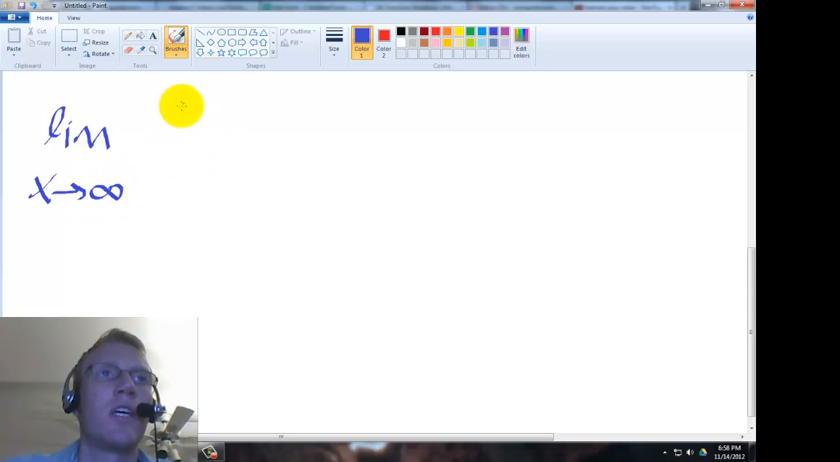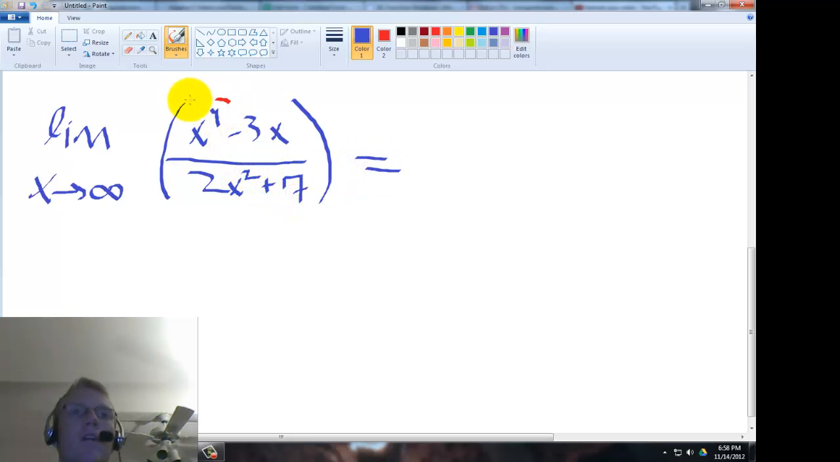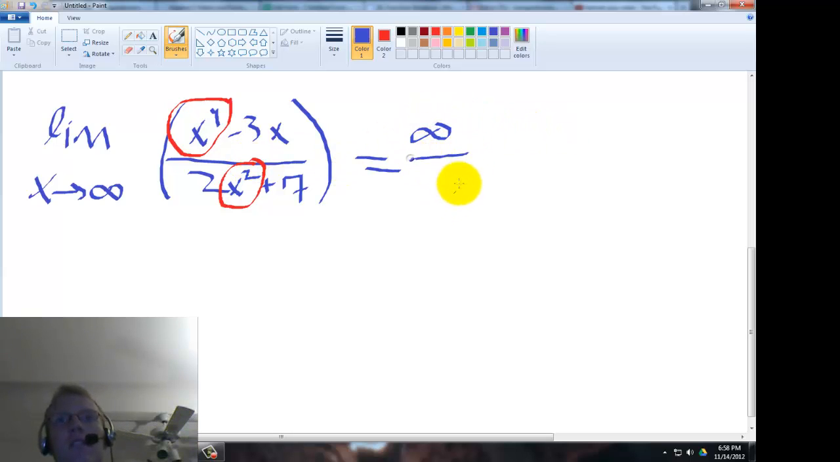Limit as x goes to infinity of some big function. Let's do x to the 4th minus 3x over 2x squared plus 7. Okay? So the numerator has x to the 4th. The denominator has x squared. So both the numerator and the denominator are going to infinity. So at first glance, this looks like an infinity over an infinity. Okay? Which means you have to try a trick.